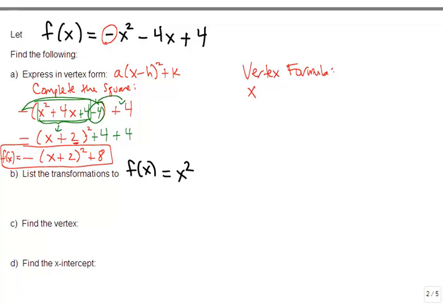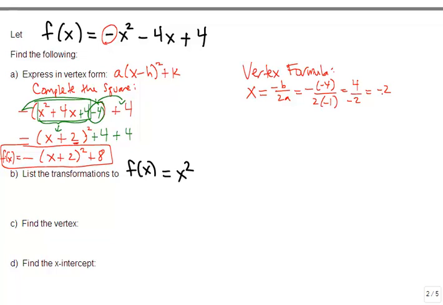The x value of the vertex has to be minus b over 2a. So let's simplify that. The b should be the coefficient of your x term, so here that would be negative 4. So I want minus negative 4 all over 2 times a. And a here is the coefficient of x squared, which is negative 1. So I get minus negative 4, which is plus 4, over 2 times negative 1, which is negative 2, and that reduces to negative 2.